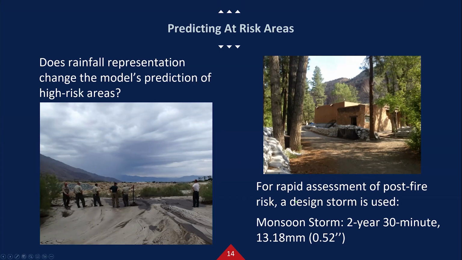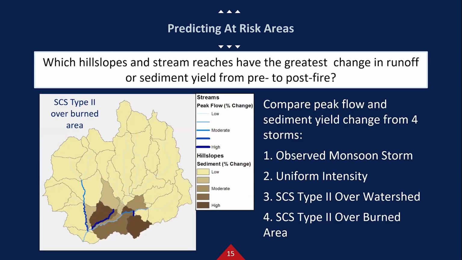So again, for a rapid assessment, a design storm is used. And in this case, it was a monsoon storm, 2-year return interval, 30-minute storm that would drop an average of just over 13 millimeters. So which hill slopes and stream reaches have the greatest change in runoff or sediment yield from pre to post fire?